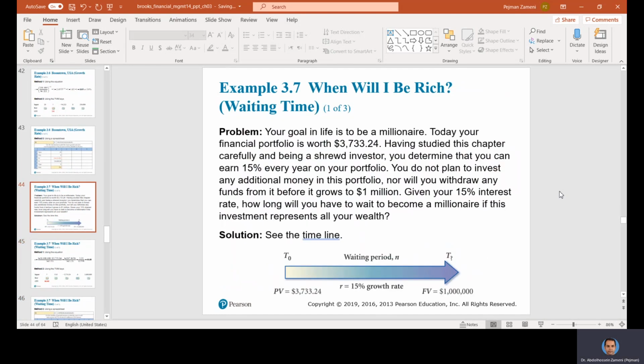And this question gives you the present value, the future value, and the interest rate. The only thing that you're looking for is the number of years, which you have seen in an example like this previously.